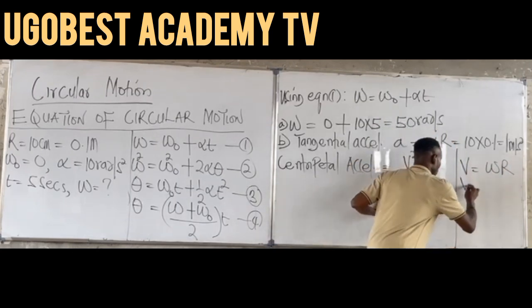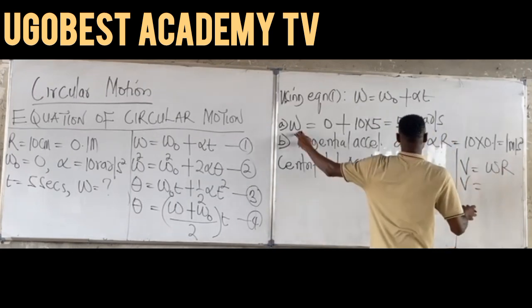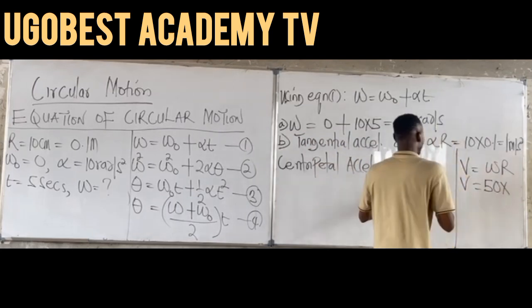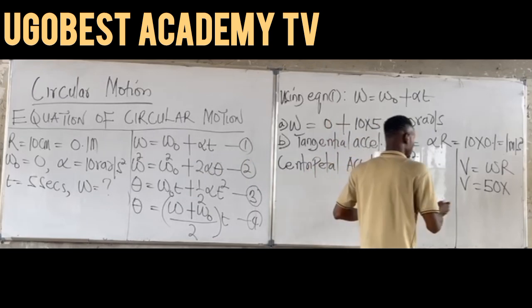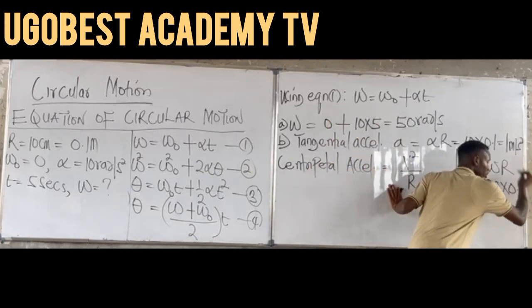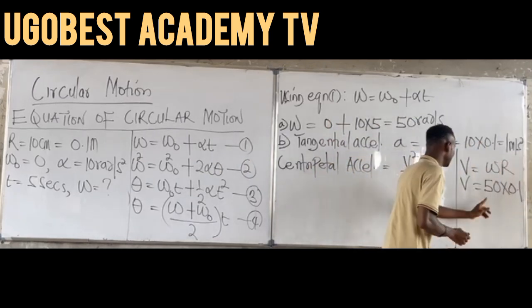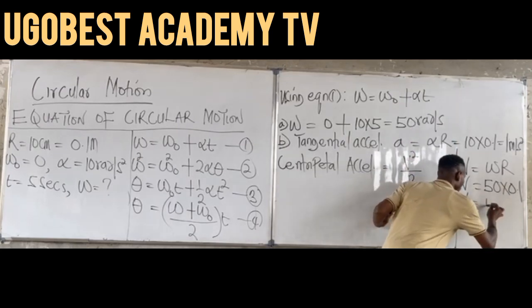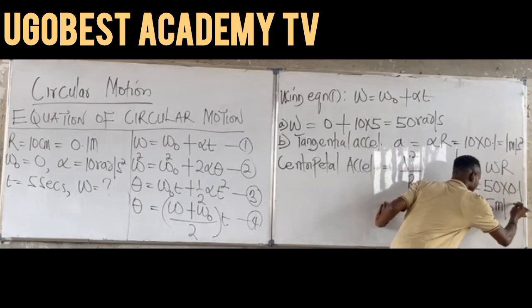So our V will be equal to, what is our omega, please? Our omega is 50 times, what is our radius there? 0.1. How to get this? So let's multiply this. This gives us what? 5. So our V here will be equal to 5 meter per second.